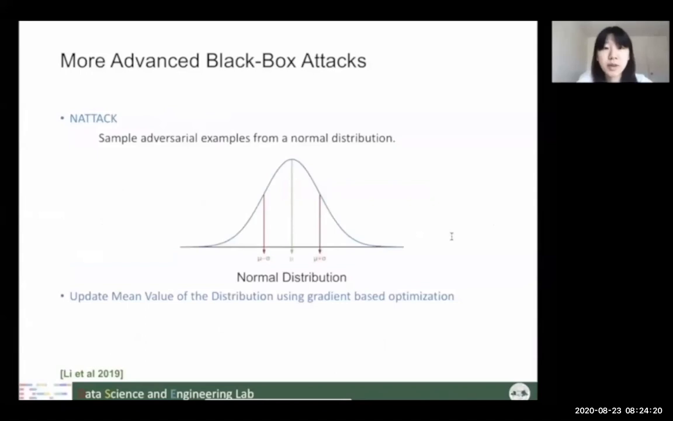Another strong black box attack is an attack. Instead of finding one adversarial example, this attack tries to find a distribution around a benign sample such that the adversarial loss is small. Then a sample drawn from this distribution is likely to be adversarial. The attacker gets this distribution by updating the mean value using gradient-based optimization. First, draw samples from this distribution, and then update the mean value of the distribution using the gradient of loss. By doing so, we can get a probability density function of adversarial examples.